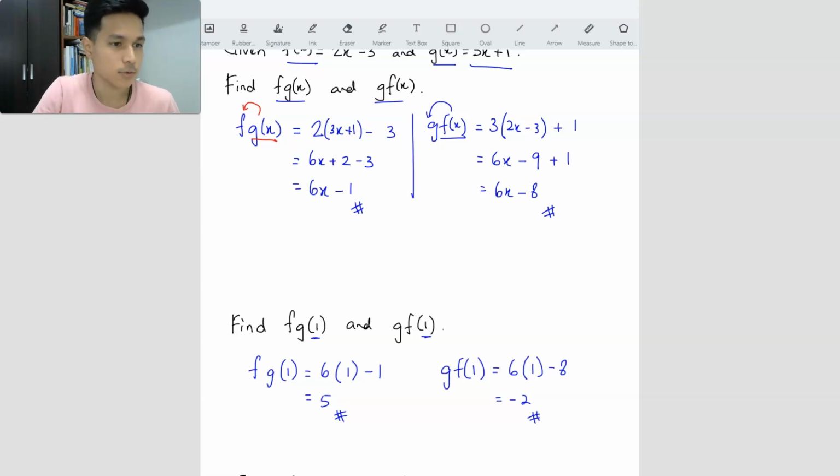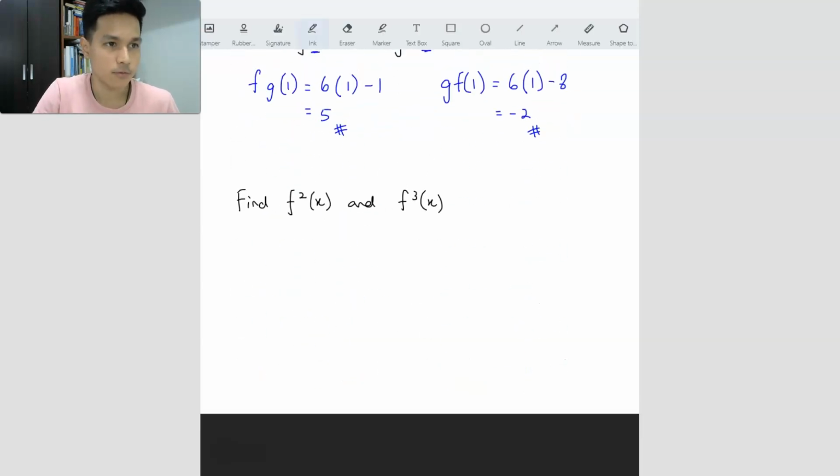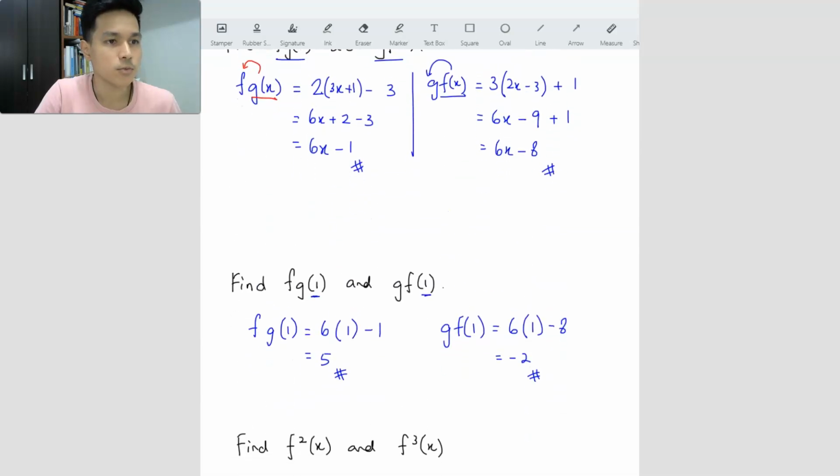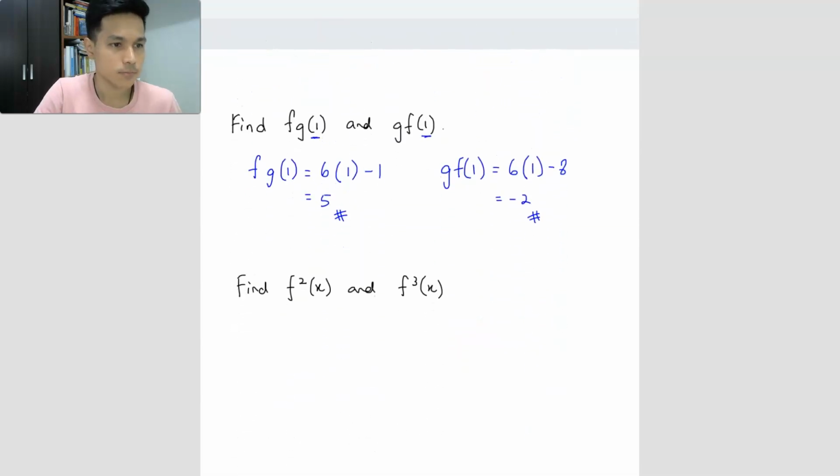Alright, let's see the next one. This is a different type of question. Sometimes they can ask you for f square x. So what is f square x? Now f square x is not the same as squaring it. So what is the fx again? The fx is 2x minus 3, right?